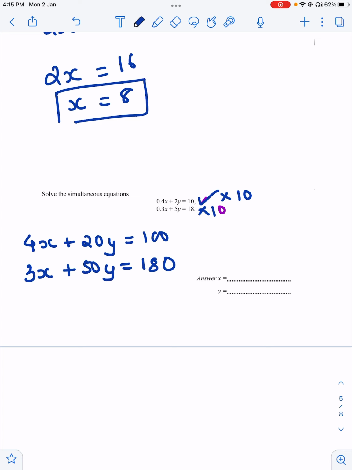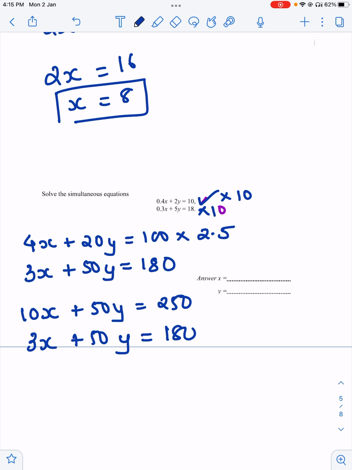Now what do I do? I make y the same by multiplying the equation by 2.5. Because if I want to make x the same, I have to multiply equation 1 by 3 and equation 2 by 4, because the LCM is 12. So here I saw, because multiplying by 2.5 does not give me any decimal, I try to multiply it by 2.5. See, 2.5 into 4 gives me 10x, plus 20 into 2.5 gives me 50y, is equal to 100 into 2.5 gives me 250. And this becomes 3x plus 50y is equal to 180.